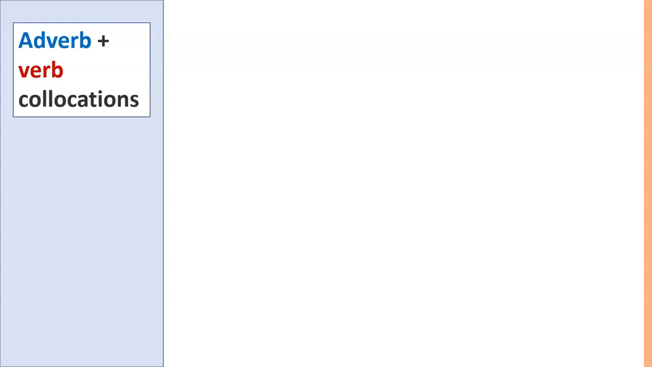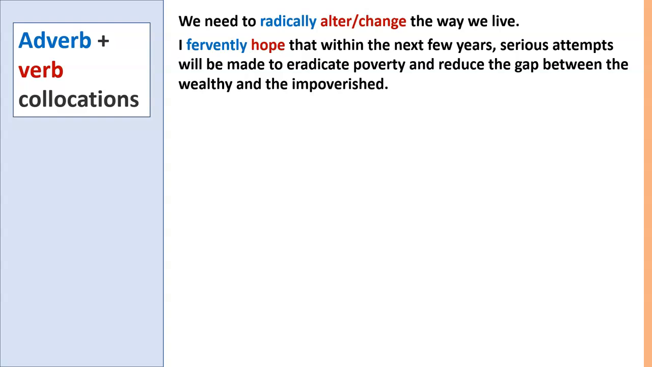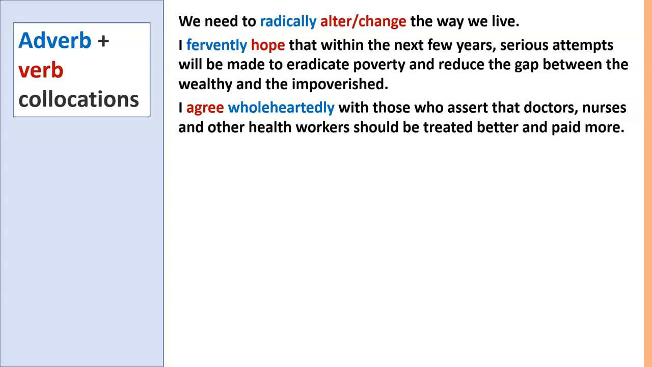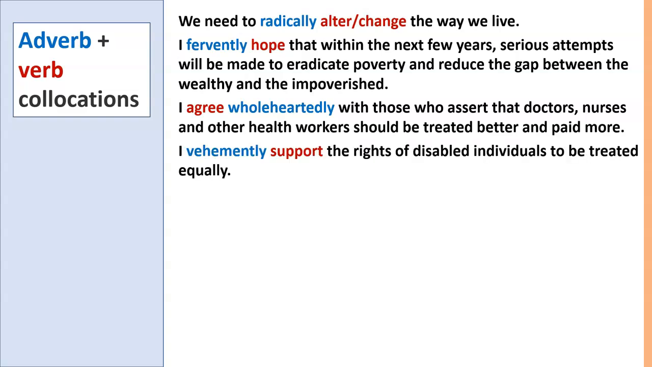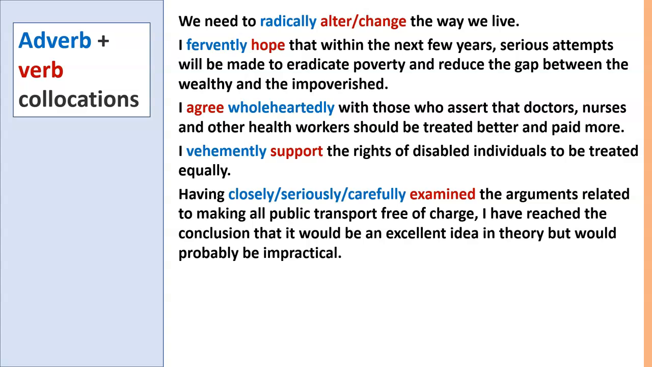Let's move on to some adverb-verb collocations. You can radically alter something or radically change it. That's to change it very much. You can fervently hope something, so very strongly hope for something. And you can agree wholeheartedly, completely. You can vehemently support an idea, that's very strongly. And with the verb to examine, we can use closely, seriously, and carefully. If you examine a situation closely, seriously, or carefully, then you analyze it, look at a lot of detail. So this is a nice way of introducing your conclusion.